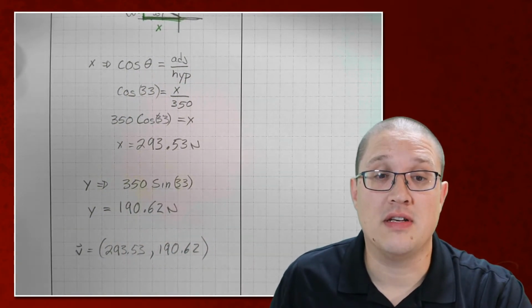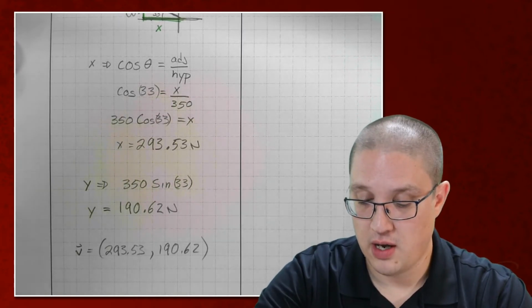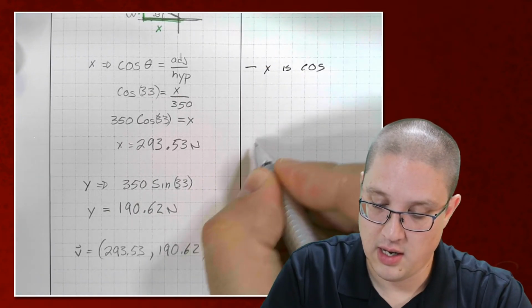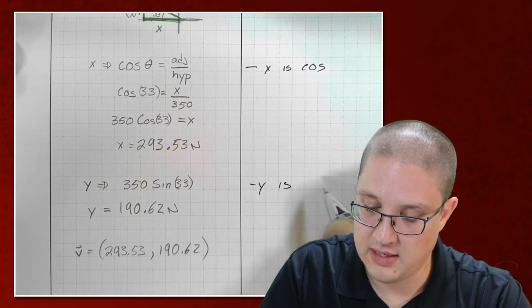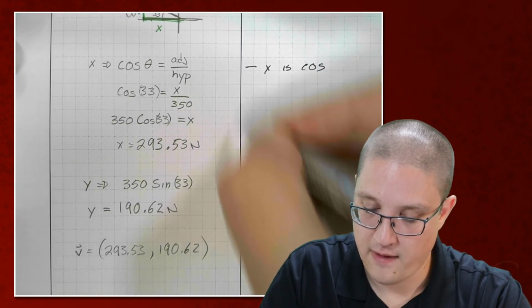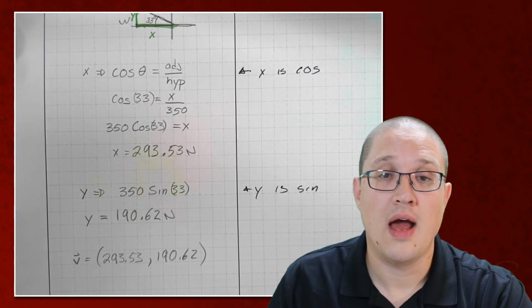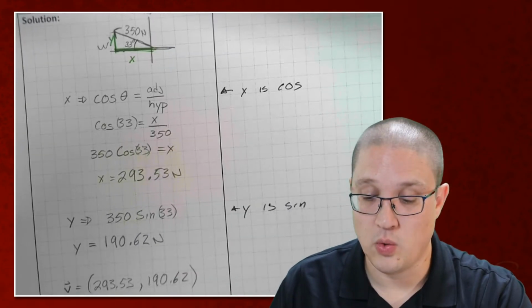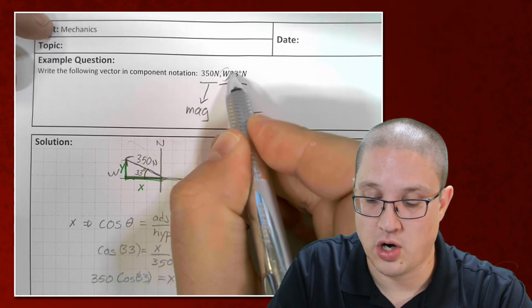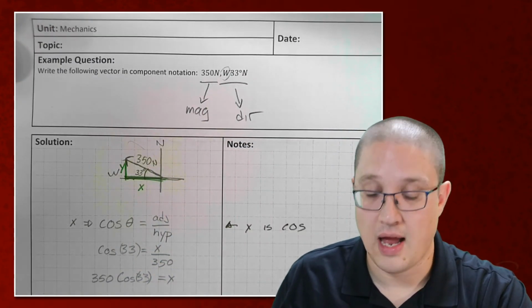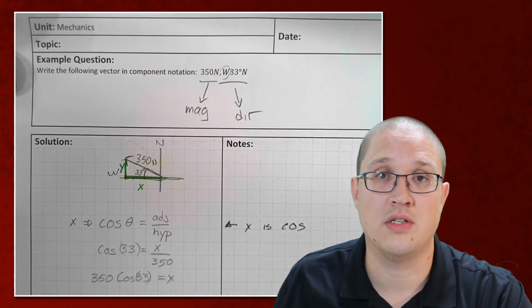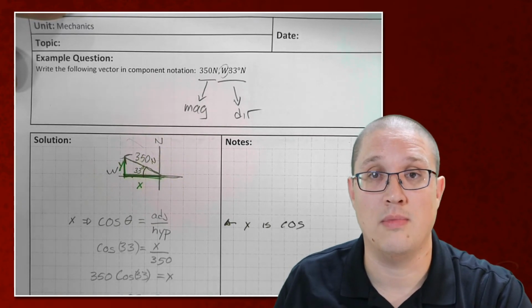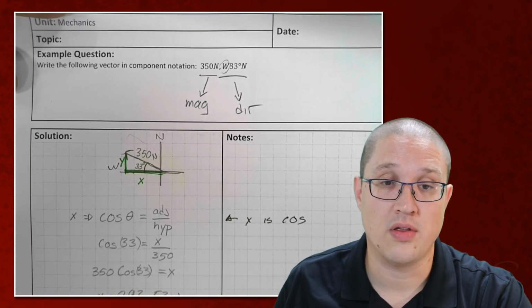Okay, this is a look at decomposing vectors. Please note, x is cosine and y is sine. This is true if your angle is from the horizontal axis. So when we write these angles, we typically start with west or east and then turn a direction towards north or south. That is our standard angle that we're going to use. We're always going to start at the horizontal and move towards north or south.